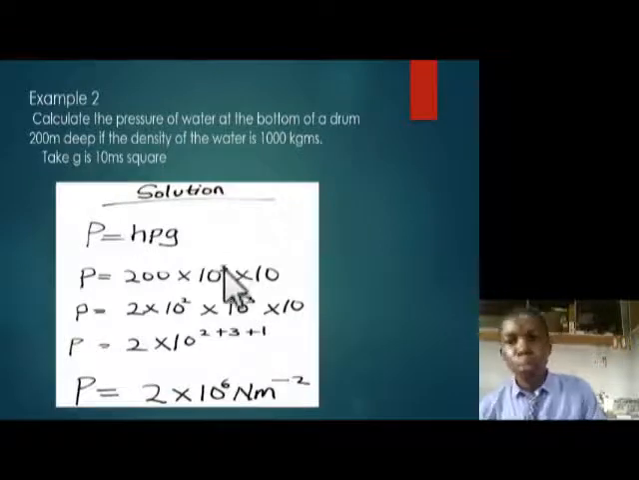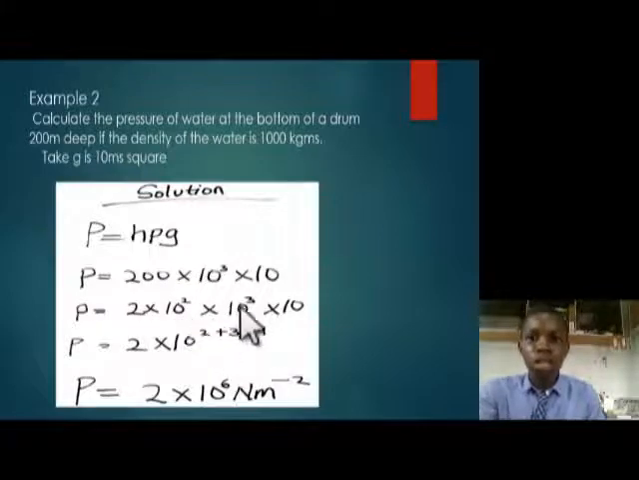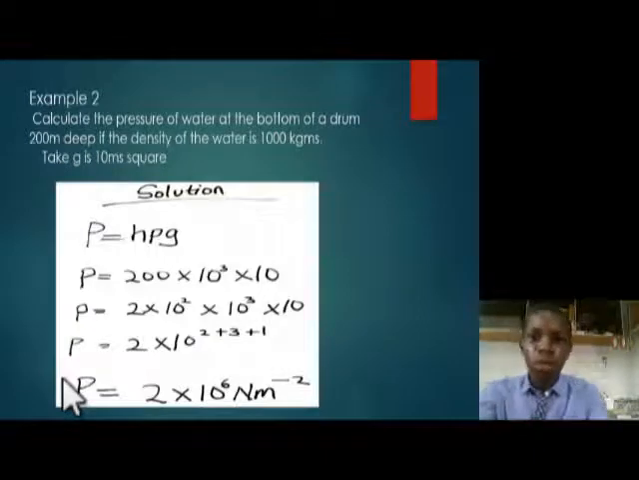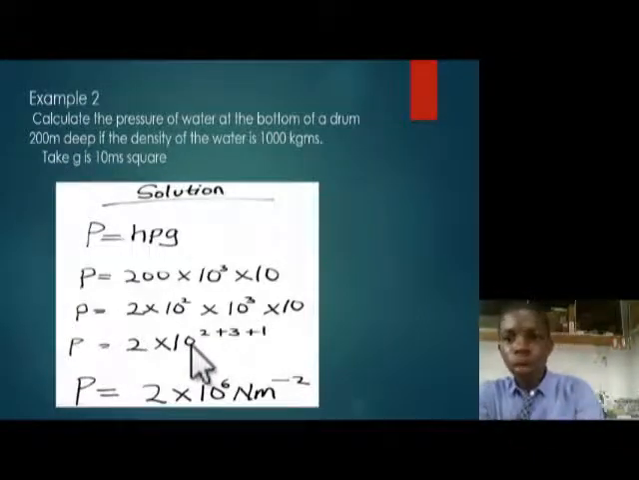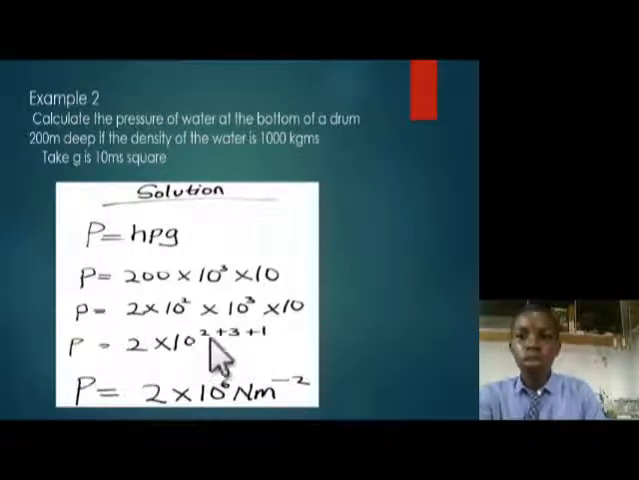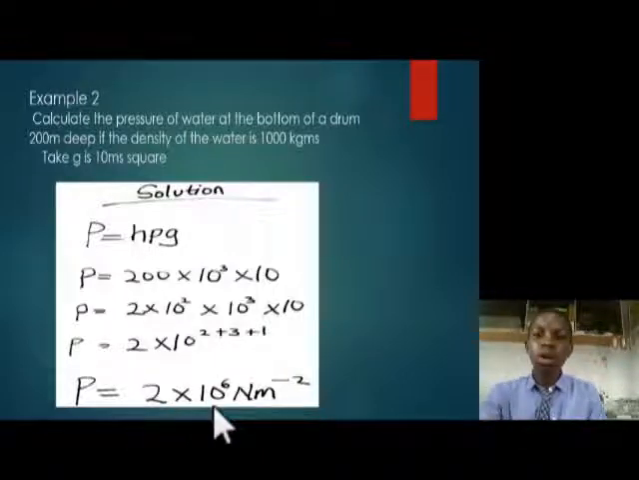We'll be showing our answer in standard form, which is 10 raised to power 3, times acceleration due to gravity, which is 10. Therefore, P equals 2 times 10 raised to power 2 times 10 raised to power 3 times 10. Due to the laws of indices, when there is multiplication, you add up the indices, so 10 raised to power 2 plus 3 plus 1. Therefore, we have P as 2 times 10 raised to power 6 Newton per meter square.